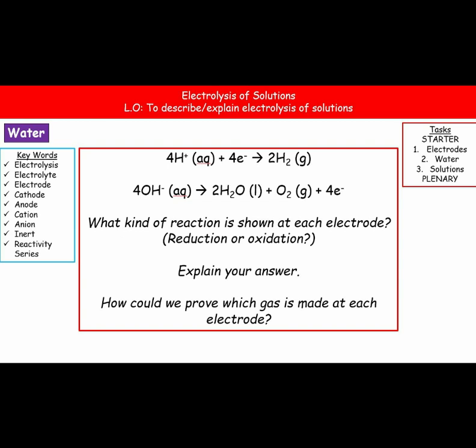So what I want you to do next to those is jot down what kind of reaction it is at each electrode. Is it reduction or an oxidation? I want you to explain why you made that choice, and then write down how we could prove that we're making hydrogen and oxygen. So what do we do to test for those two gases? I'm going to give you about 4 minutes to get that done, because I'm hoping there's going to be a little bit of detail in the last part at least.